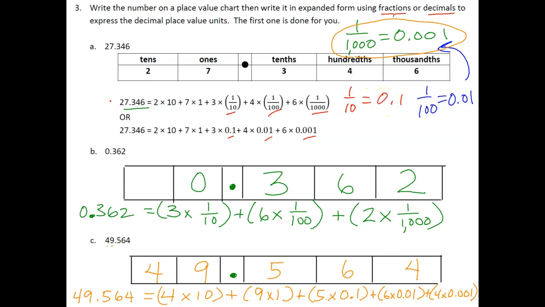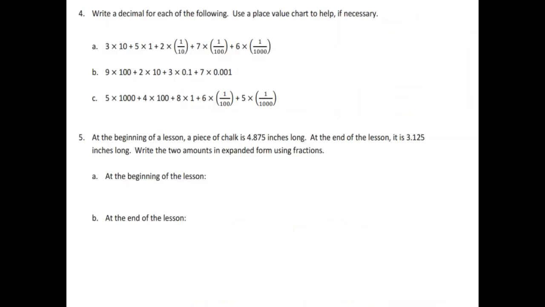All right, moving right along. Last ones we're going to wrap up here. Hopefully this won't be too long of a video and you'll be able to get anything that you didn't get already or just to confirm what you already got. So it says write a decimal for each of the following. Use a place value chart to help if necessary. You don't have to write a place value chart, but you can if you want to.